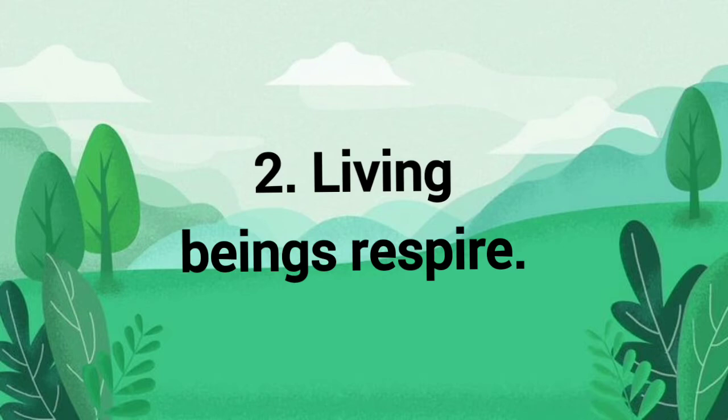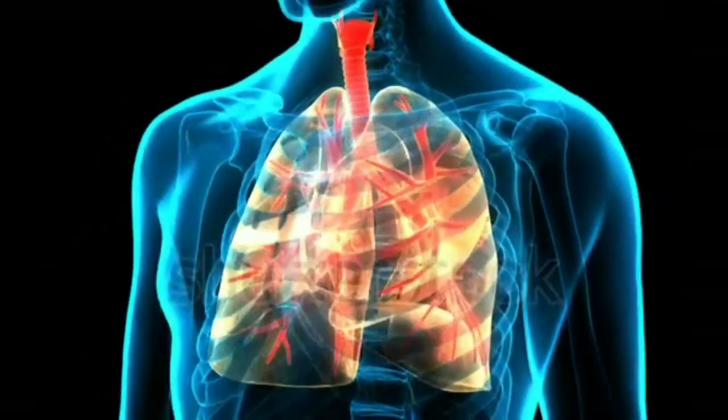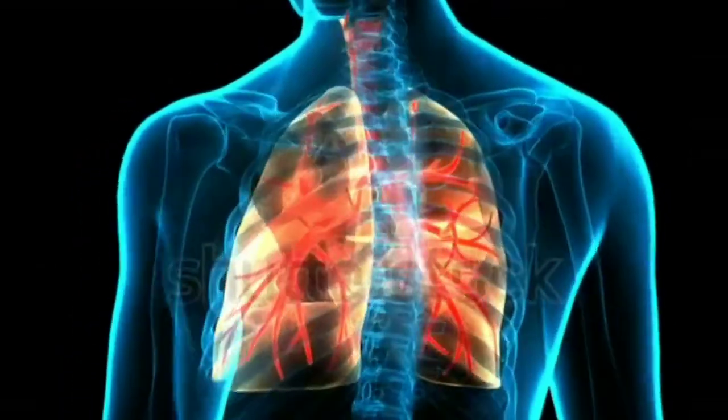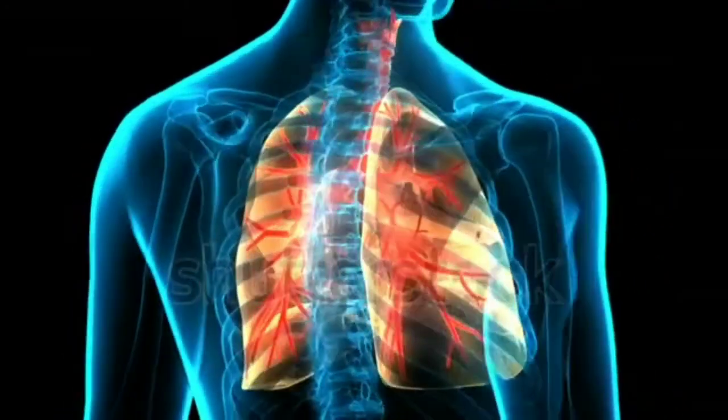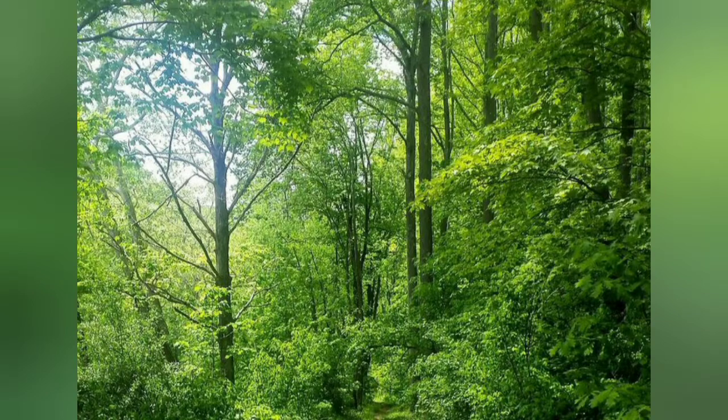You have learnt in the previous classes that living beings respire. During respiration, living beings take in air, use the oxygen and give out carbon dioxide. There are special organs to respire in animals. Plants also depend on oxygen for their respiration.